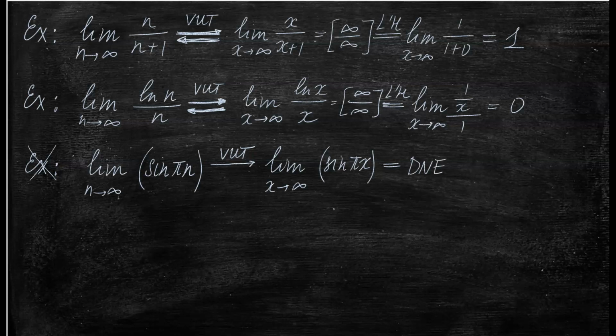Sine of pi x is just the sinusoid compressed by a factor of pi. So it probably looks like this. At 1 it's going to be 0, so it just crosses the x-axis at every integer. And this function doesn't have a limit, so we cannot establish the equality because the limit doesn't exist. So does it mean that the limit of this sequence doesn't exist? No, it doesn't mean that.